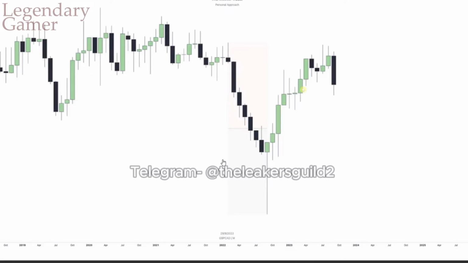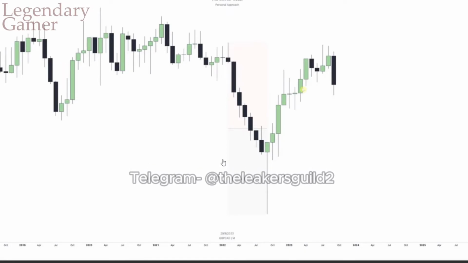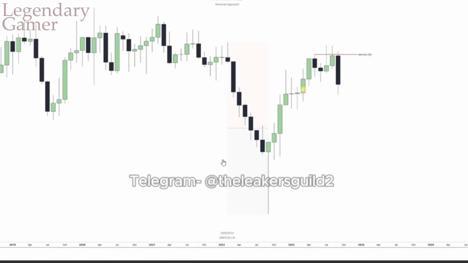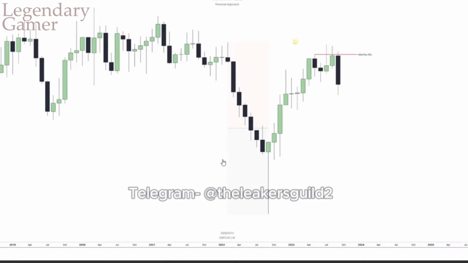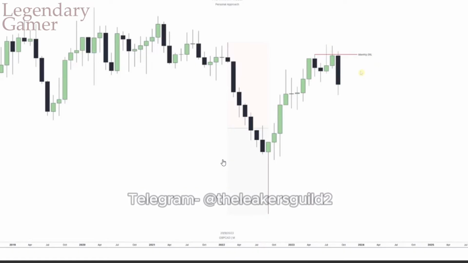Focus on that internal to external and external to internal, right? So where did we raid external liquidity? We've got this high here on the monthly, this swing high. We can see price sweeps above it and then starts to decline afterwards. Now after, again, external range liquidity, we want to be focusing on an internal range liquidity pool.